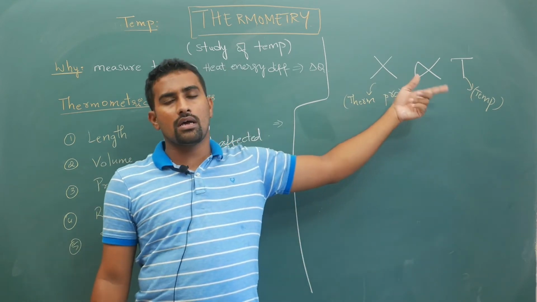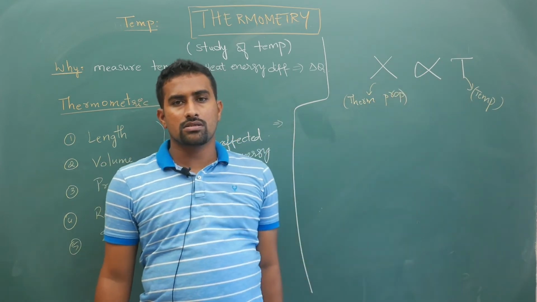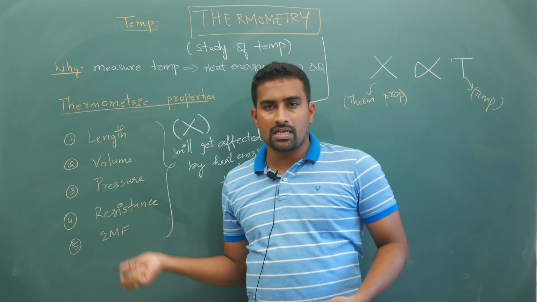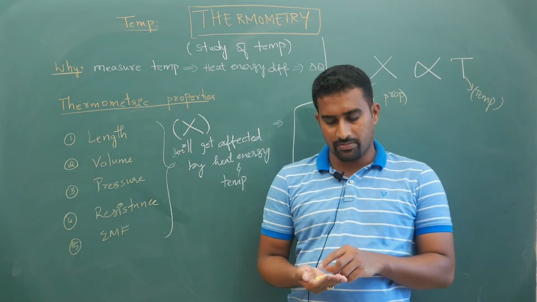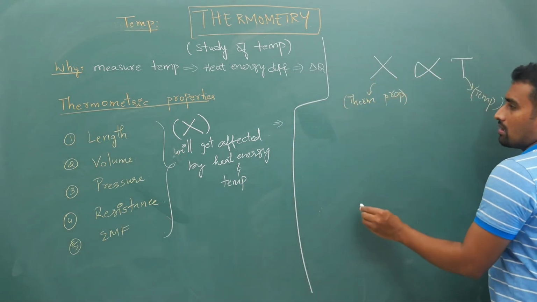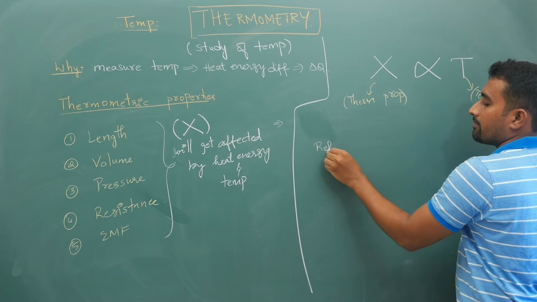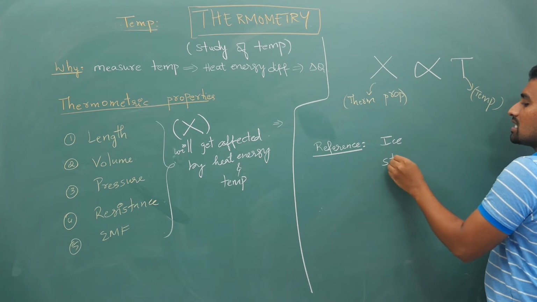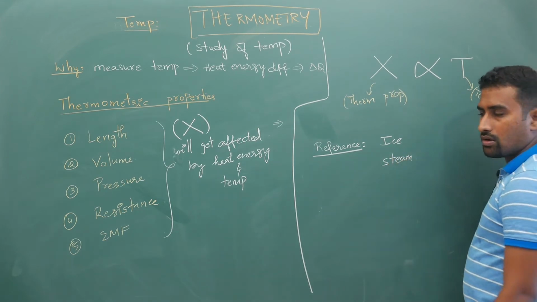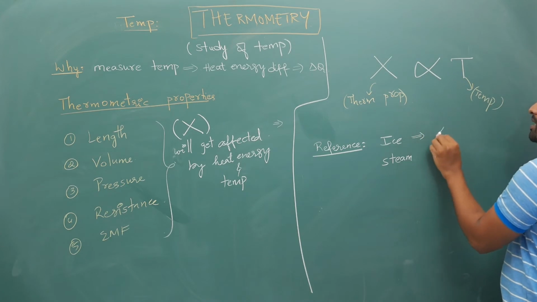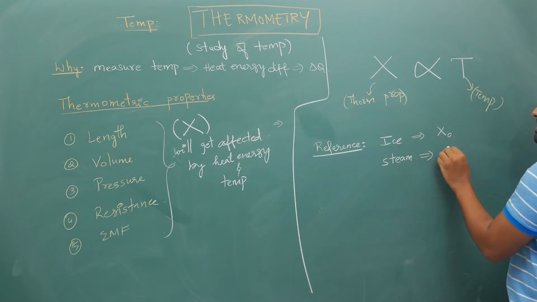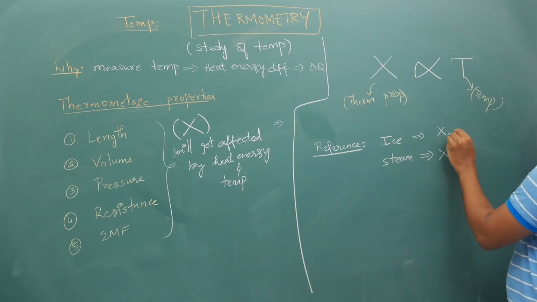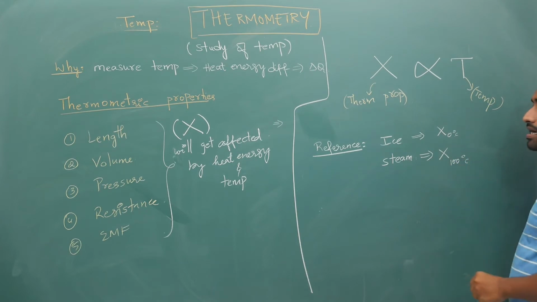If volume is doubling, temperature also will become double. So we need some reference, so we will take these thermometric properties for reference for measurement of temperature. Ice and steam are used for reference. The thermometric property at ice is X0, and at steam, at 100 degrees centigrade, it is X100.